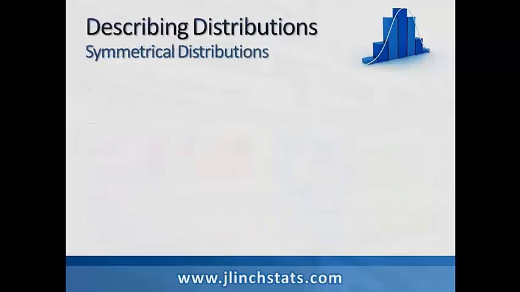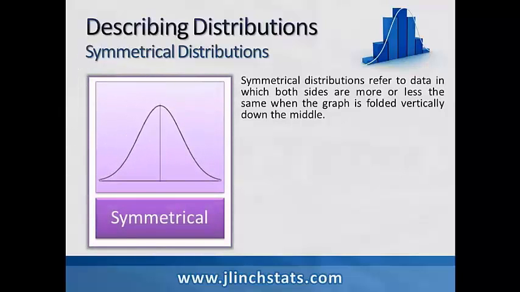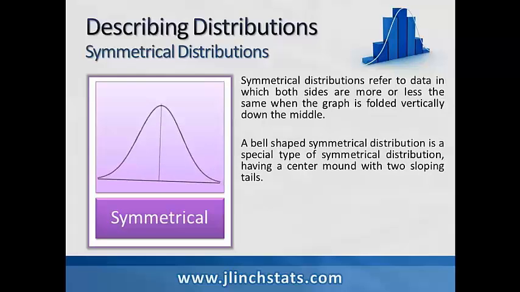Now let's begin to talk about the shapes of distributions being symmetrical. Symmetrical distributions basically refer to data in which both sides are more or less the same when the graph is folded vertically down the middle. Many distributions appear to be symmetrical in nature, and later on we're going to talk about one in particular, the normal distribution, that can be defined by a bell-shaped curve. A bell-shaped symmetrical distribution is a special type of symmetrical distribution having a center mound with two sloping tails.